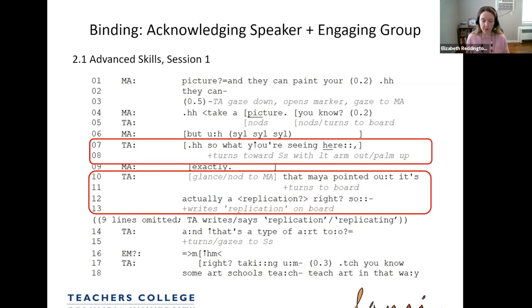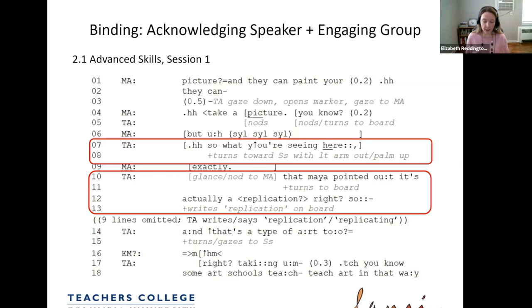And she goes on to provide further explanation of replication. So this is a new vocabulary item for the class. But the insertion of that relative clause gives Maya credit for the example that she has provided, while also creating a link between her example and the general concept that the teacher is about to introduce and explain.